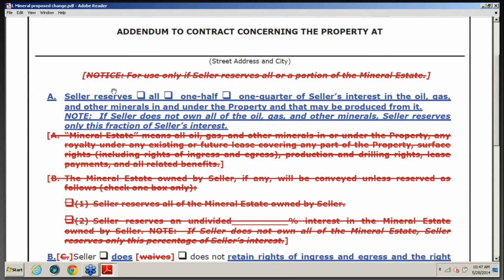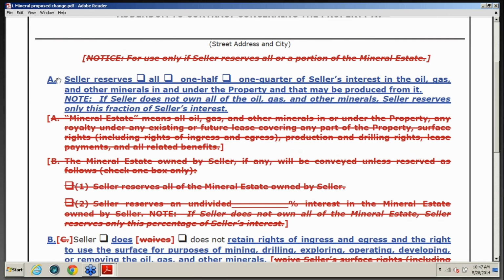So again, they marked out "for use only if seller is reserving all or a portion." They are now stating we can only reserve a particular amount, either all, a half, or 1/4 of the seller's interest in the oil, gas, and other minerals in and under the property that may be produced from it. If the seller does not own all of the oil and gas and other minerals, the seller reserves only this fraction of their interest. Okay?